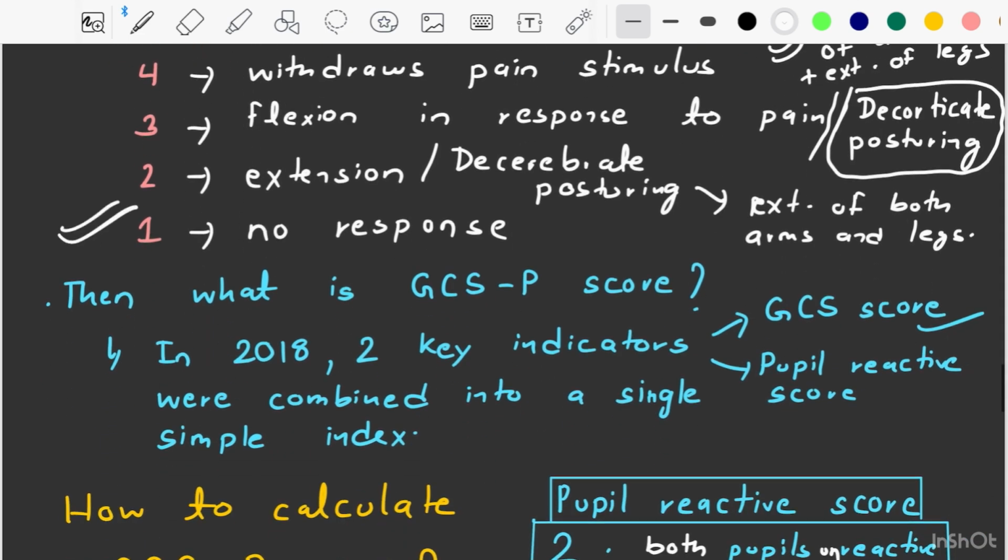So, are you all oriented up till now? Okay, then let's move ahead.